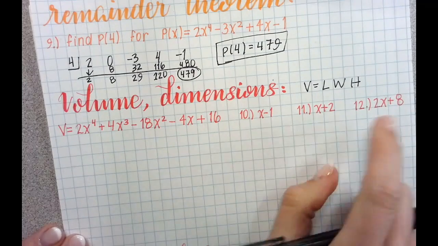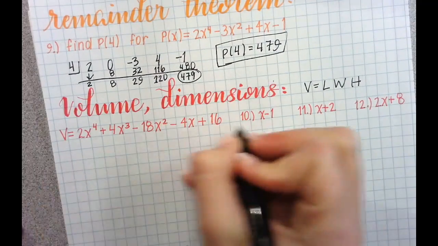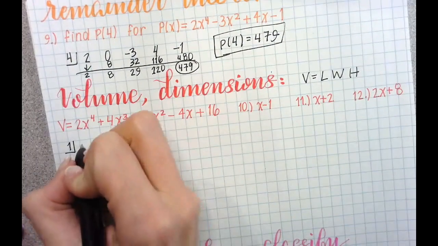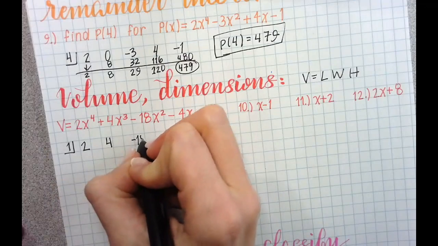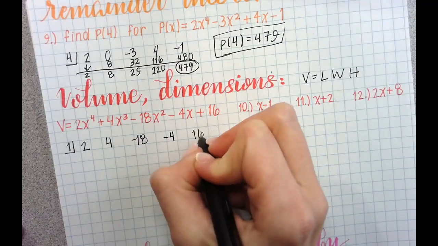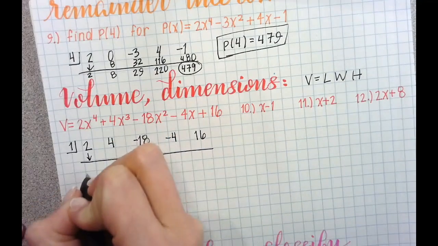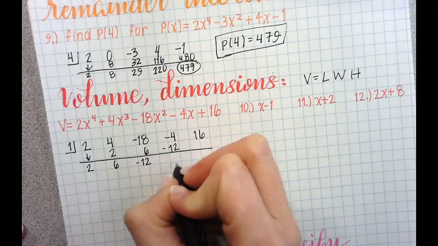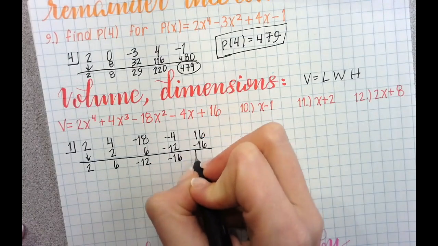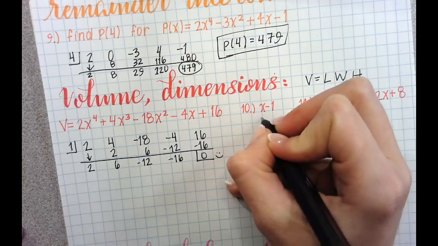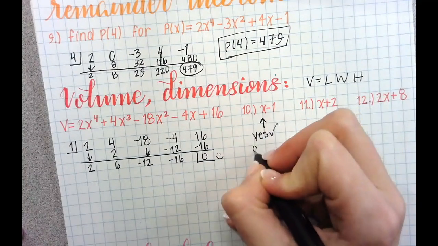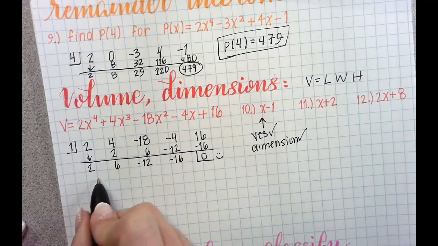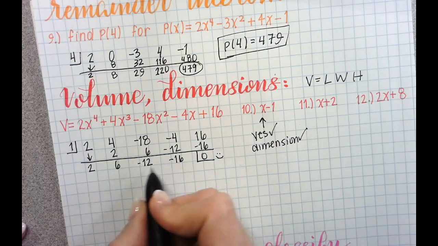You can do synthetic for these. You have to do long for that one. So if I want to do this one, I'm going to try 1, because you set that equal to 0. That's how you get the number for that. So this is a dimension. Now, 2 to 6, 12 to 16, that's 1 to 3, that's not 1 to 3.